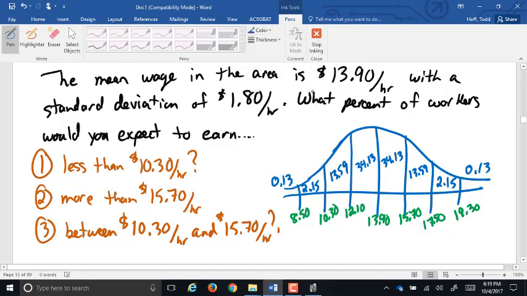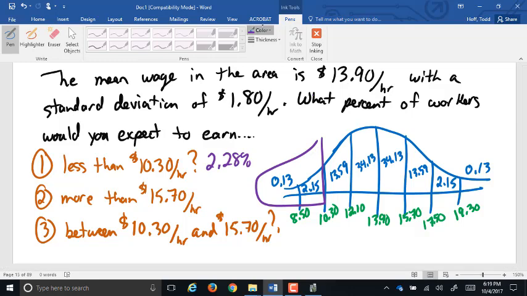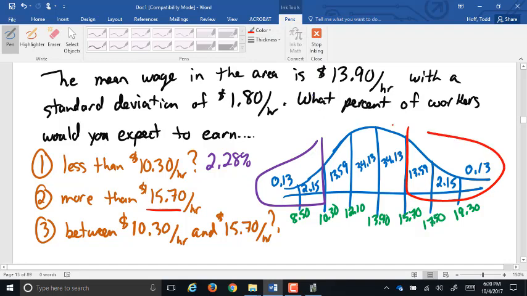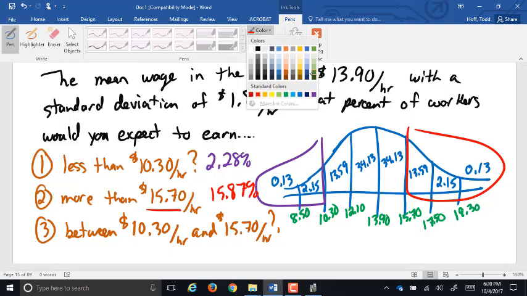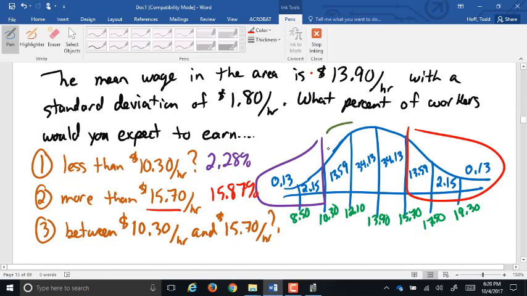So for the first one, less than 10.30, that's right here. We add up those percents, we get 2.28%. Good. The next one, more than 15.70. You got it. We add those up as 15.87%. And then between the 10.30 and the 15.70 is right in here, yes. 81.85%. If we were to add those three up, what do we get?